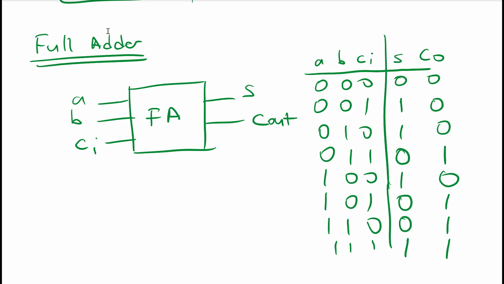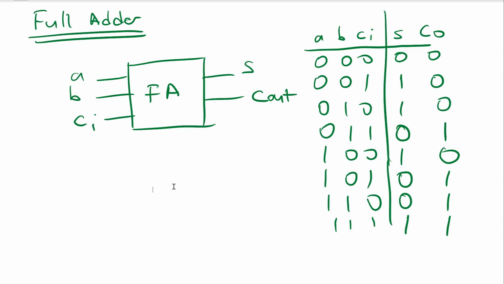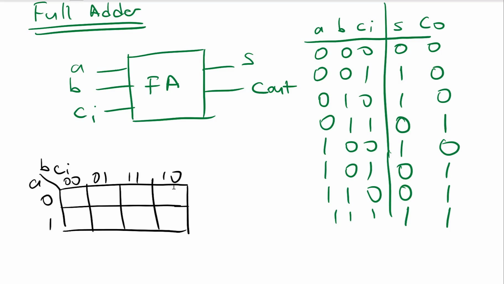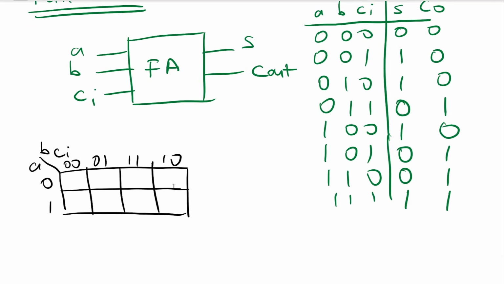Given this truth table, we can find the function for S for the full adder and the function for the carry out for the full adder. But we can also use a Karnaugh Map to simplify these, right? So let's draw our Karnaugh Map. Let's do this for the sum first. I have a 1 here, 1 here, 1 here and 1 here. This is a very interesting Karnaugh Map. I cannot make any grouping, so I have to write each one individually.